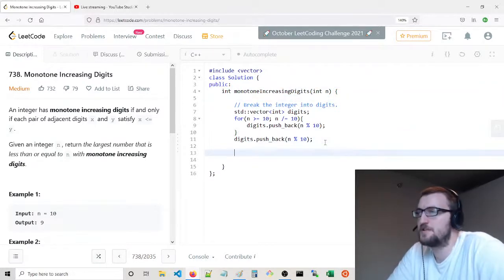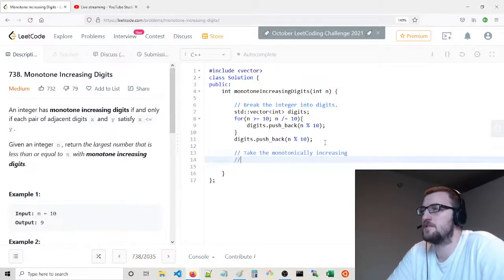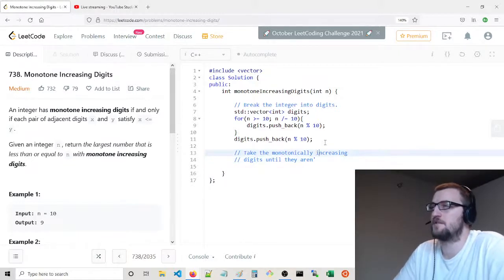So break the integer into digits, and the most significant digit will be in the back, on the right side of our array. And we want to say, take the monotonically increasing digits until they aren't non-decreasing. It's not increasing, non-decreasing.